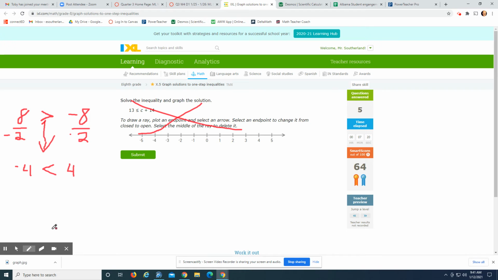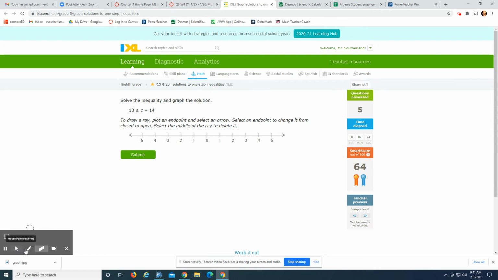We also flip the sign if we are flipping the problem over. So for this case, I would do C plus 14, and then I would flip the sign and put 13. I flipped the sign because I moved this to that side, so the sign has to flip. And so I solve it the same way. I'm going to subtract 14 from both sides.